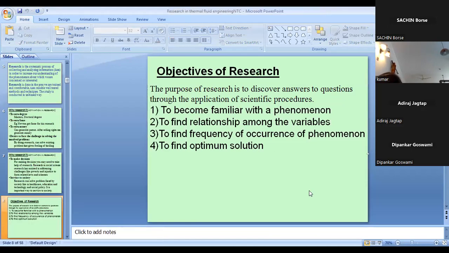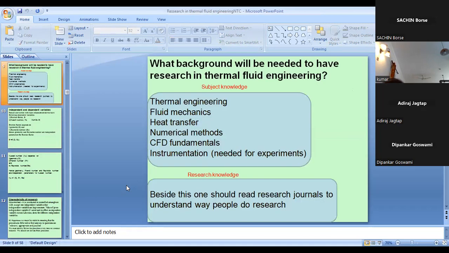Please understand, the purpose here is to become familiar with the phenomenon or to find the relationship. Like we have various relationships, like V equals IR, voltage equals current into resistance. Similar relations we can find, but nowadays the relationships may not be that simple for every phenomenon. A simple relationship may be complicated. Find the frequency of occurrence or find the optimum solution. So this can be your, you can say, PhD topic.